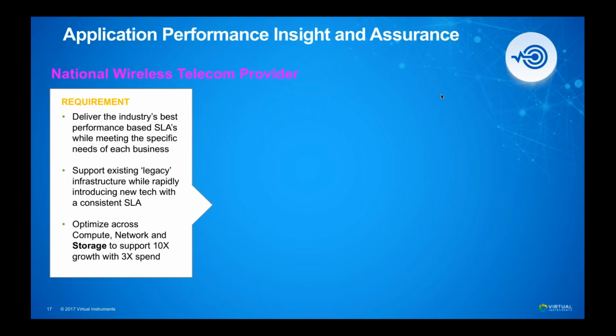Yeah, and one of the things that this particular customer is excited about, this is a national wireless telecom provider. It's been a strategic customer for both Cisco and Virtual Instruments for a number of years. And they came to us jointly and said, look, we want to deliver the industry's best performance-based SLAs, but we need to do that specific to each line of business. We need something that will support legacy while we introduce new tech. And that's kind of the realization of this benefit. They need to optimize across all the tiers and support high levels of growth without linear infrastructure spend.